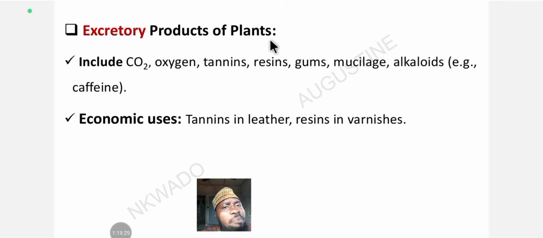Excretory products of plants include carbon (IV) oxide, oxygen, tannins, resins, gum, mucilage, alkaloids. For example, alkaloids include caffeine. All these are the excretory products in plants. Get used to this. Jamb always repeats questions from here.